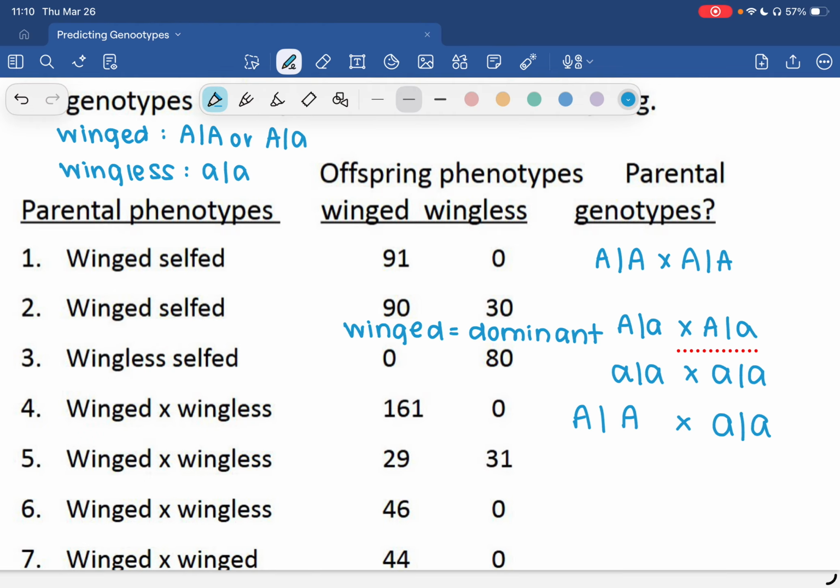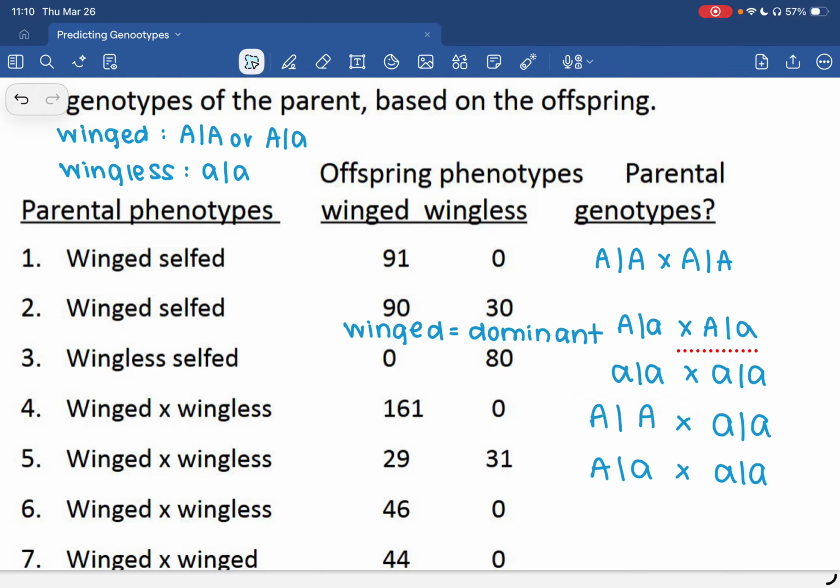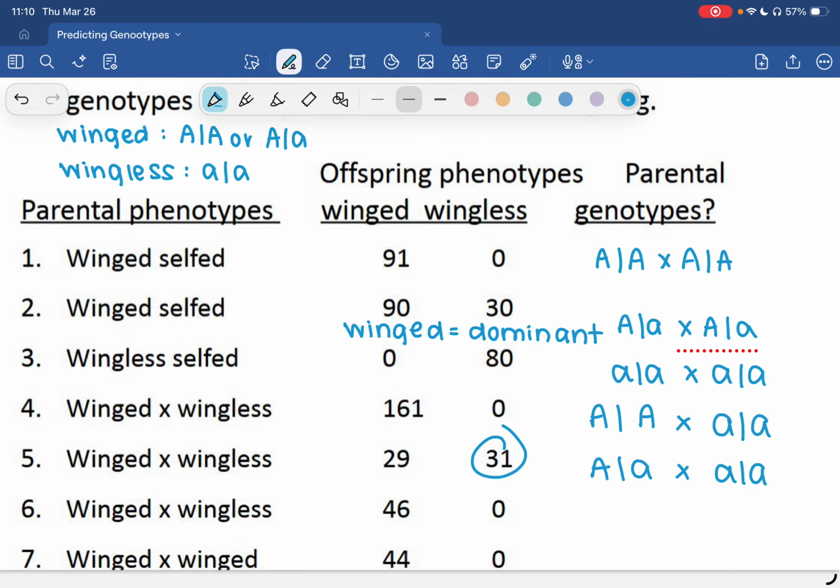Okay, and then number 5, it almost looks like about an even split, so like a 50-50 split. So again, we have a wingless individual, so little a. And then this is when we would have that big A, little a, kind of like I just drew. So you would get half of them having that wingless phenotype.